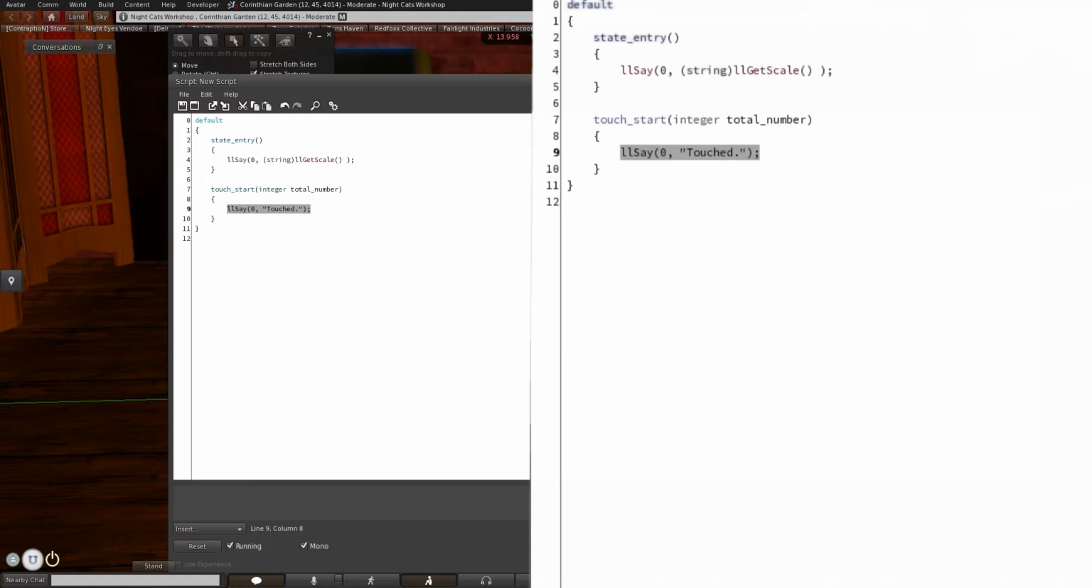The parallel of llGetScale is llSetScale, and a vector is any collection of three floats in LSL. So we're going to reset this to 4 by 2 by 0.2. So it's going to be a very oddly shaped cube when it's done, but to get the scale is simply llGetScale, and to set it is llSetScale, but you have to supply the vector to set the scale to.